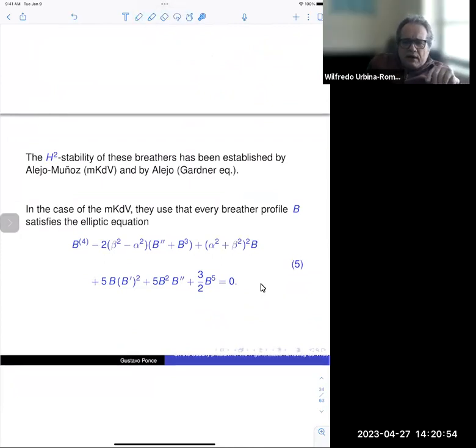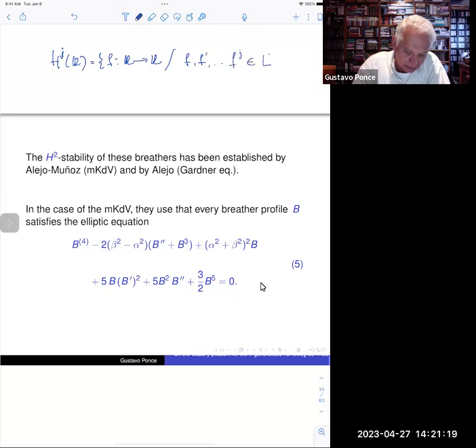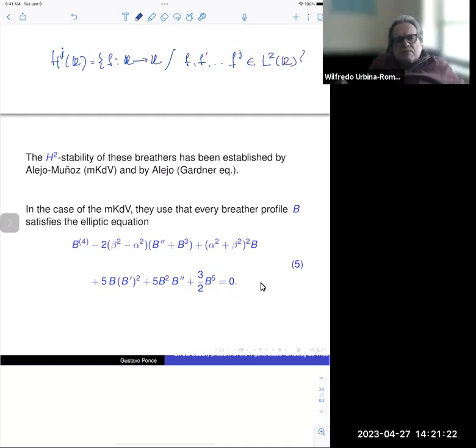H1, H2 are Sobolev spaces. Okay, H1 of R is the functions from R to R such that f and f prime are in L2. Okay.